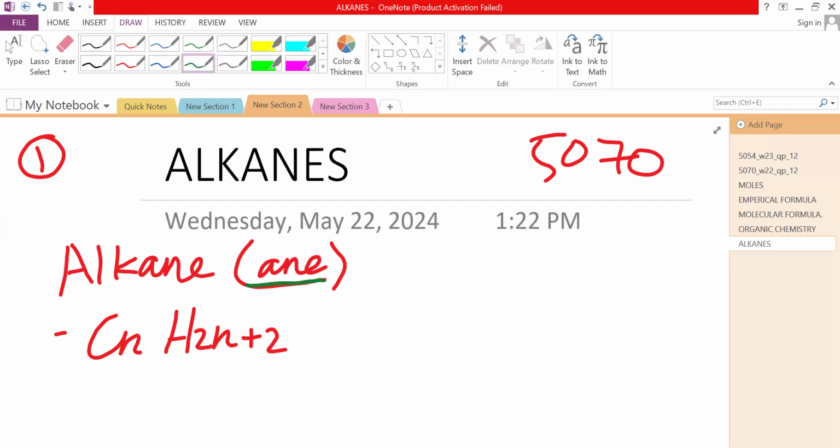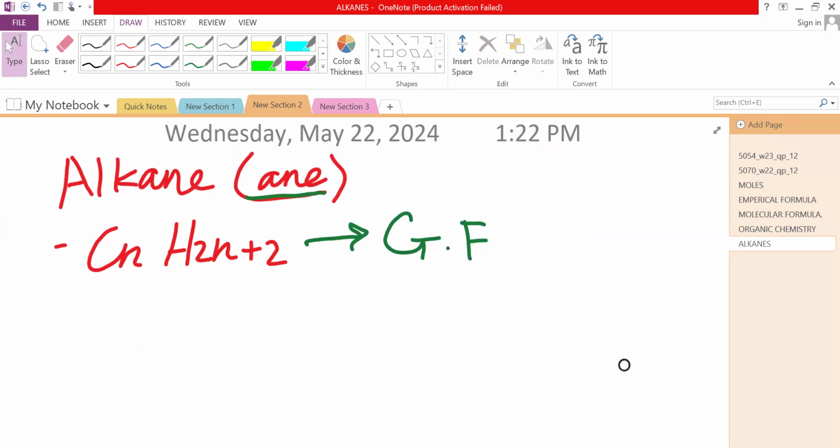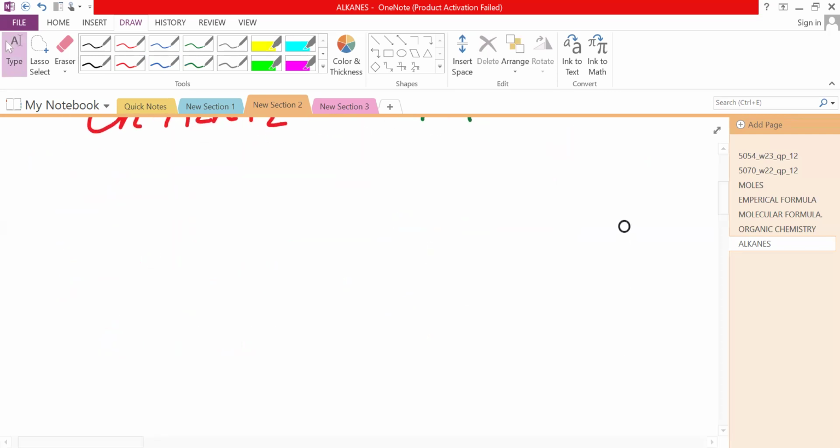The general formula for alkane is CnH2n+2. Now, let me tell you a few more things about alkanes. Alkanes are saturated hydrocarbons.